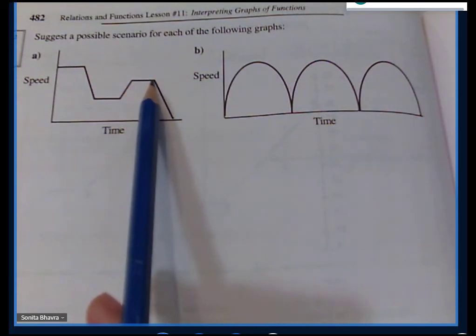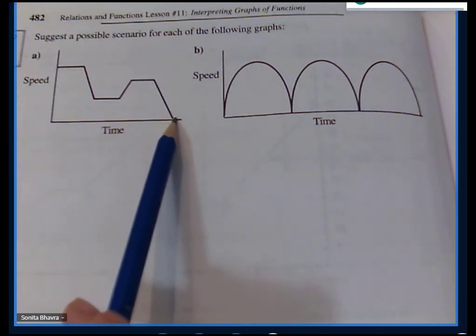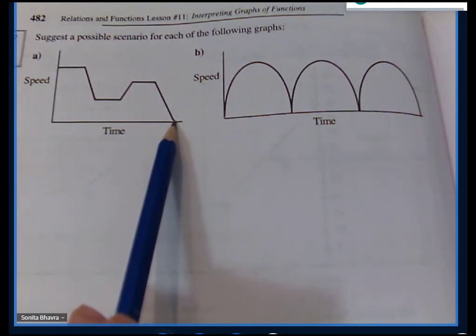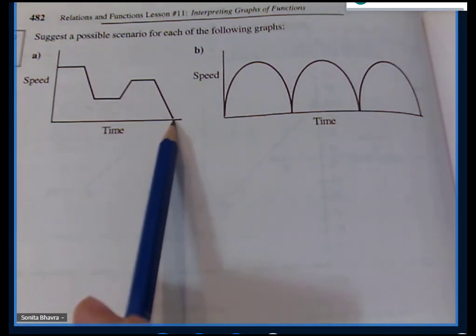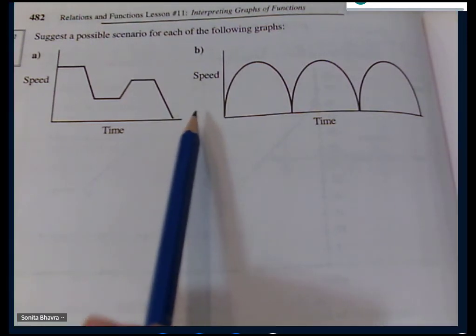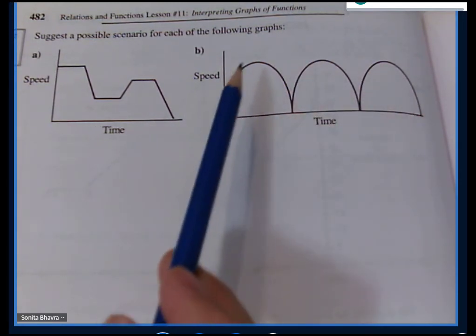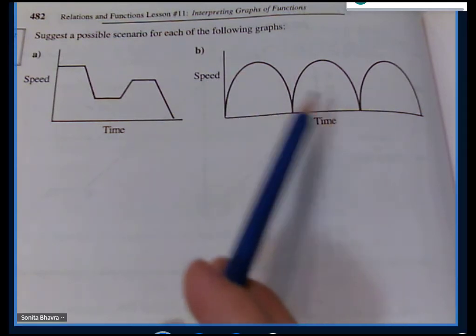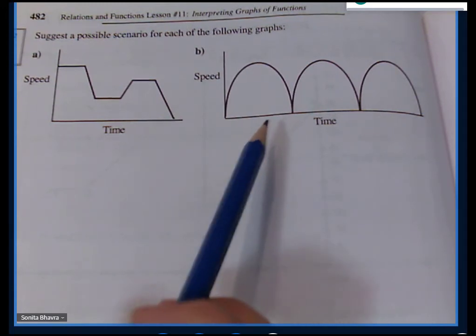Then they're traveling at a constant speed for a certain amount of time. And then lastly, the speed is decreasing, but it decreases all the way to a stop. So you could say maybe this car has stopped at a stop sign, or maybe a red light, or maybe they've gotten to their destination. All right, when you see something like this, kind of curved like this, and it's steady, you could use an example like a pendulum swinging back and forth, maybe in a grandfather clock or something like that.